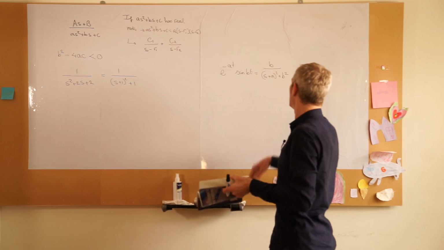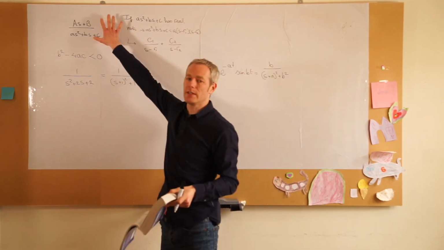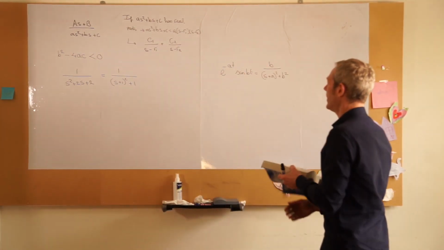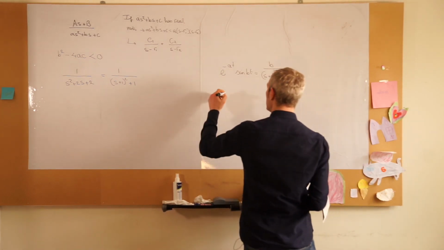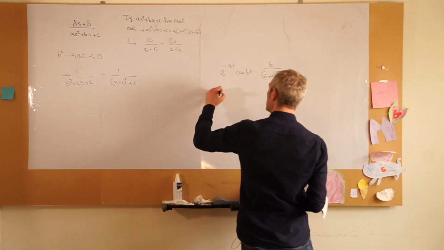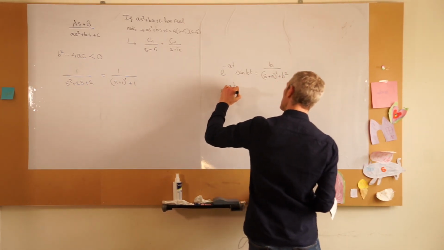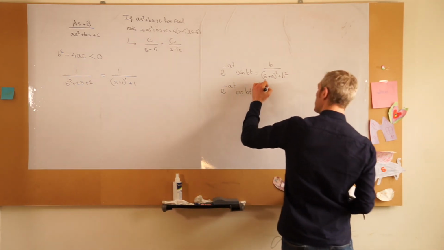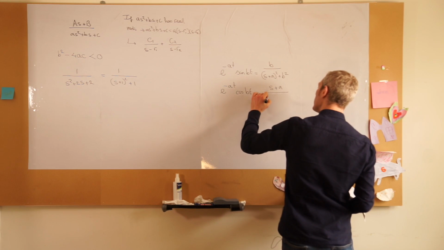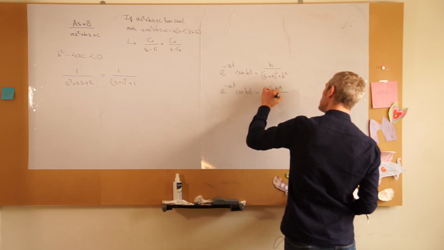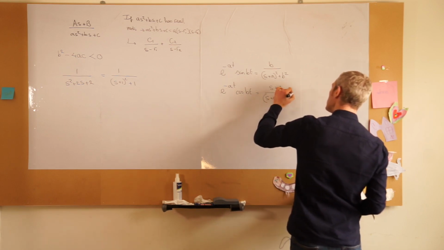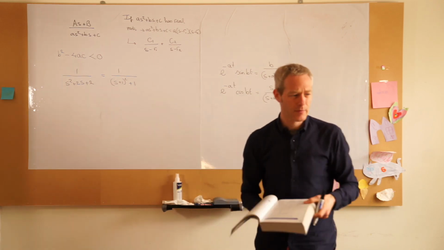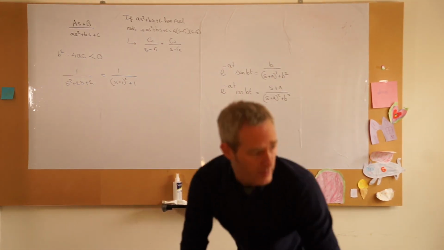And just note that these a's and b's have nothing to do with the a's and b's from before. This is just letters. And if we look at e to the power of minus at cosine of bt, we get (s plus a) over (s plus a) squared plus b squared. Alright.